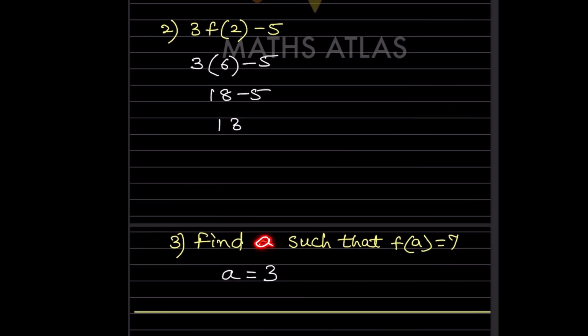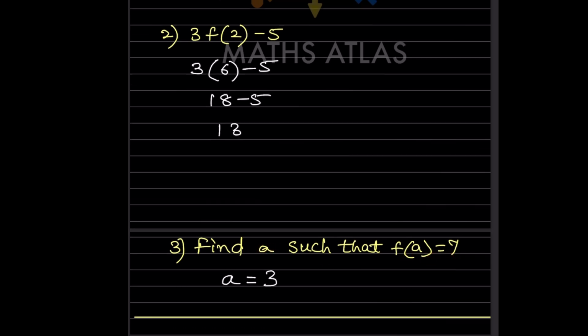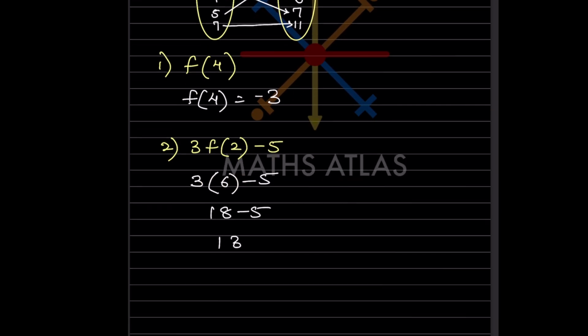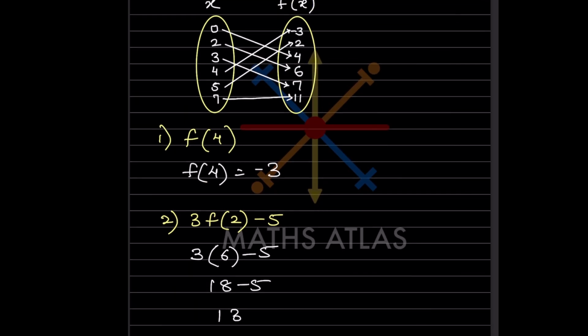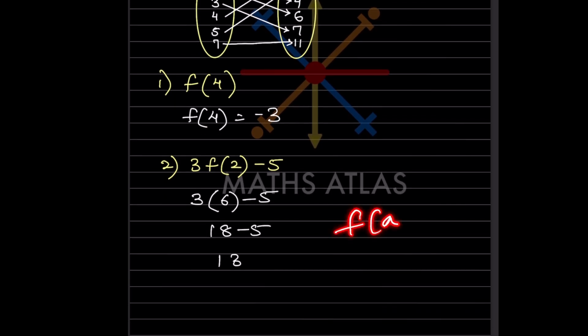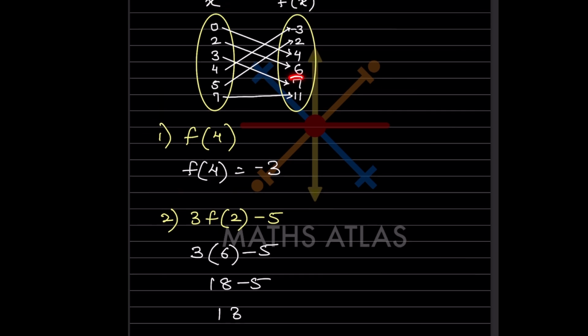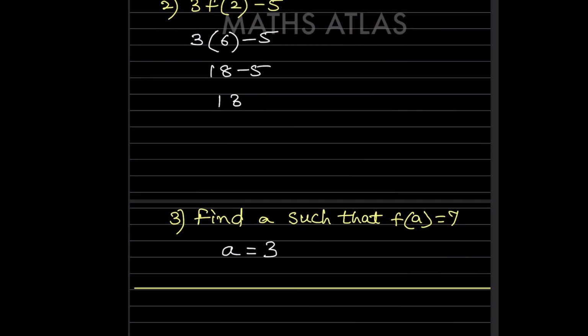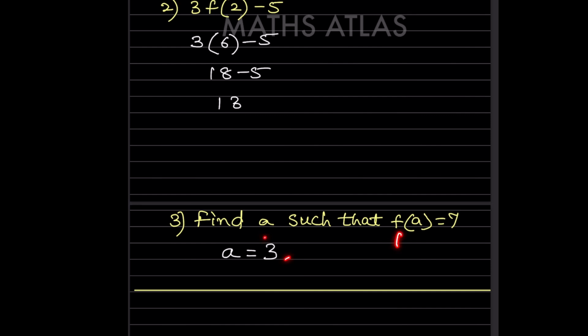Find a such that f of a is 7. So where do you get 7? So now here f of a, they said f of a is 7. So now here where do we get 7 is here. So f of a means there f of a. So this is nothing but this is x. So where do you get 7 here? That is on, this is 3. So what we'll say, a is 3. So this f of 3 is 7.